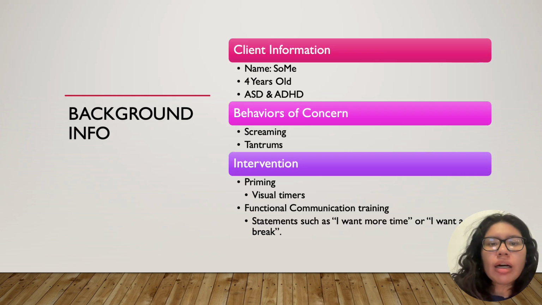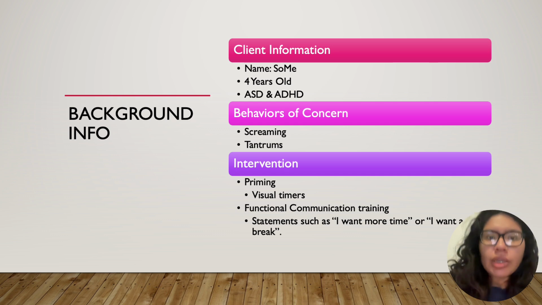So let's look back on the client's information. Our client is 4 years old and we'll call her Somi. Somi has ASD and ADHD. Somi's current behavior of concern are screaming and tantruming. So we're specifically going to work on her screaming behavior, in which the function is access to tangibles and escape from demands. The interventions we chose that would work best for Somi is using priming and functional communication training.